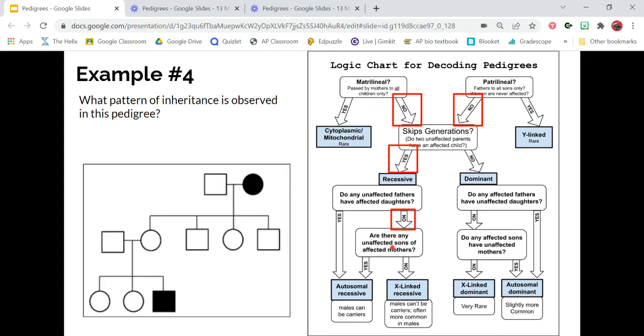Are there any unaffected sons of affected mothers? So here's an unaffected son, these two. And does he have an affected mother? Yes. So in that case, oh, there we go, sorry. Yes, so in that case, it tells us that the inheritance of this trait must be autosomal recessive. So once again, we just worked our way through the flowchart.